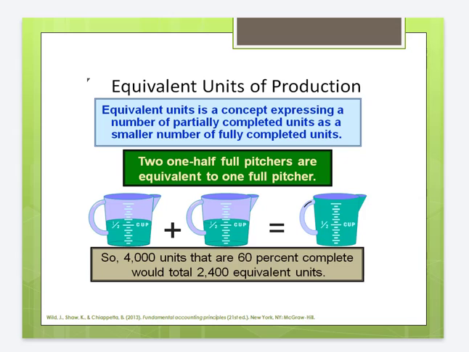Here they give a definition. Equivalent units is a concept expressing a number of partially completed units as a smaller number of fully completed units. We know that during the production process, at the end of any given accounting period, not only are we going to have produced a number of finished goods, but we're also going to have a lot of partially completed goods that are still out there on the production floor.